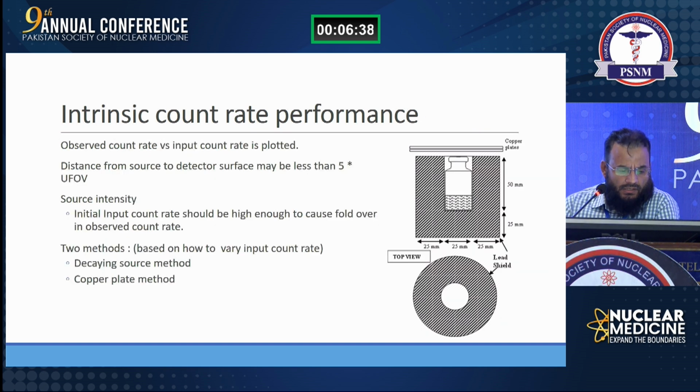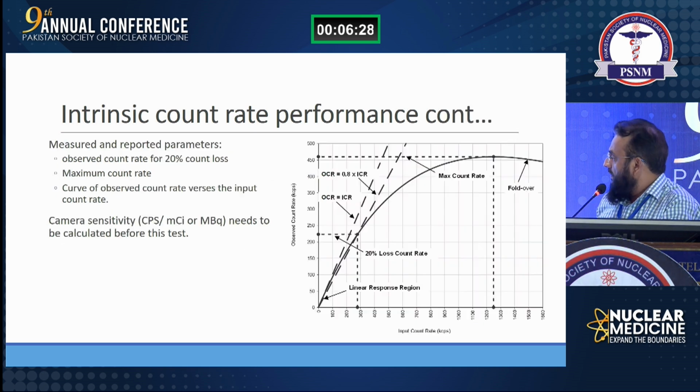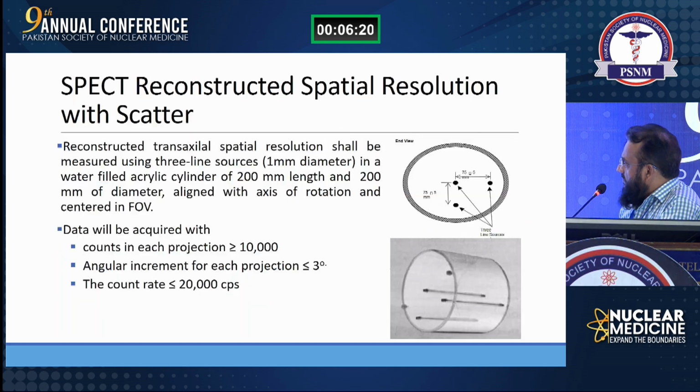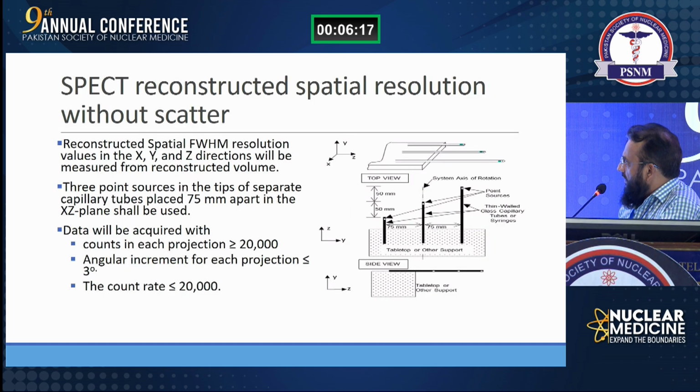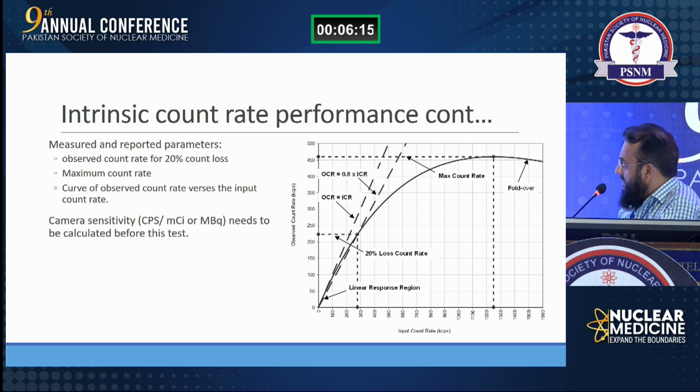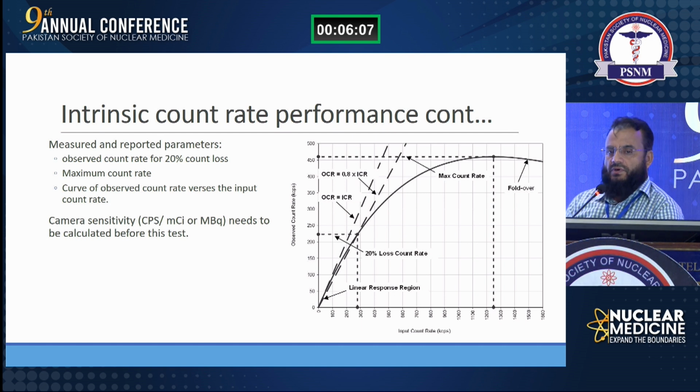Two methods are used to vary the input count rate. One is the decaying source method, and the second one is the copper plate method. From this data, this graph is required, and some values such as maximum count rate and the count losses at 80% count loss are measured from this graph. This graph is used for dead time loss correction in the image of the patient.